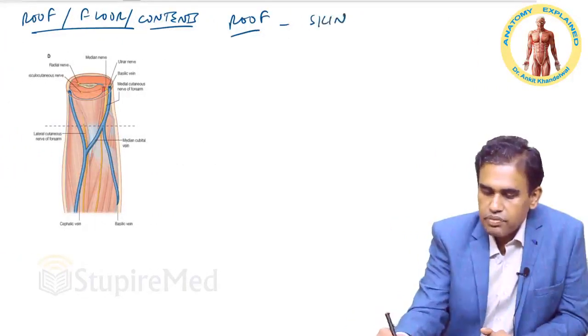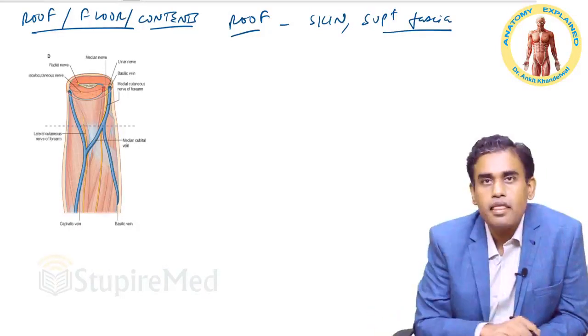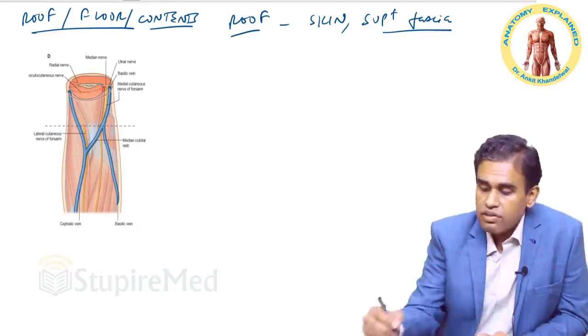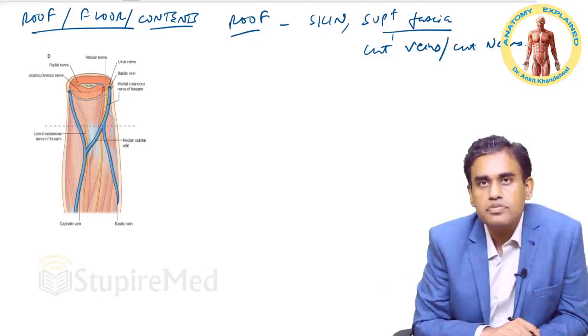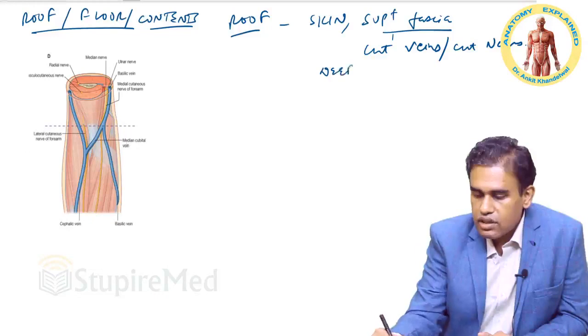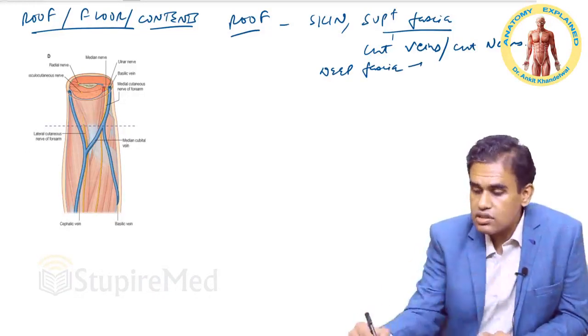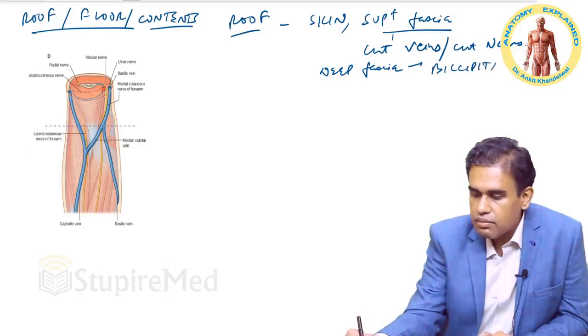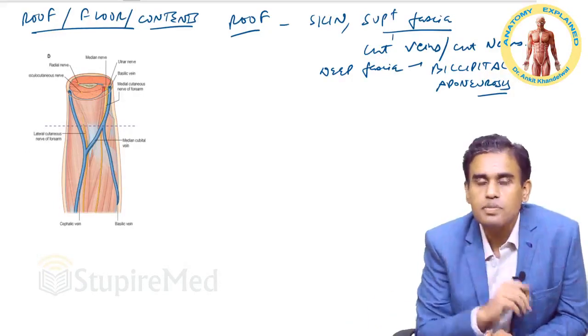So the roof will comprise obviously the skin, then the superficial fascia, and this superficial fascia will have cutaneous veins and cutaneous nerves. Below the superficial fascia you will have the deep fascia, which will have your aponeurosis, that is your bicipital aponeurosis, which we studied while studying the tendon of biceps brachii.